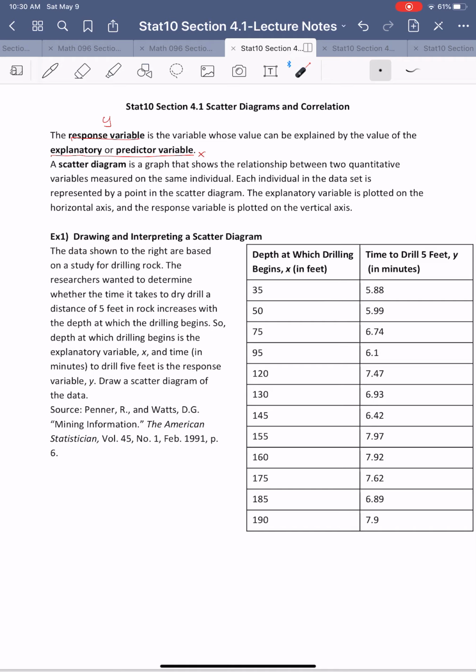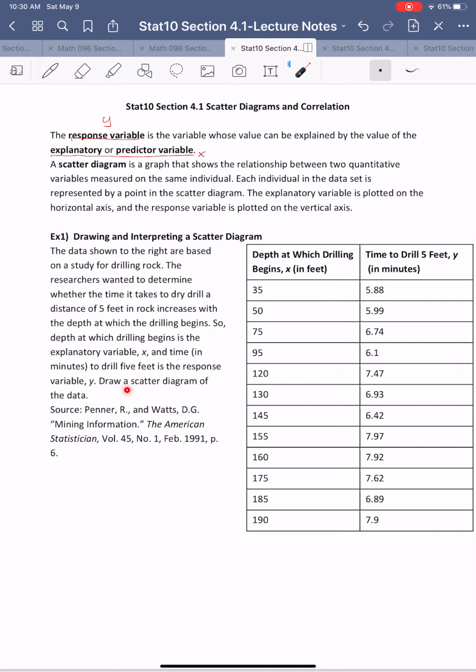The data shown on the right are from a study of drilling rock. The researcher wanted to determine whether the time it takes to drill a distance of 5 feet in rock increases with the depth at which the drilling begins. So the depth at which drilling begins is the explanatory variable x, and the time, in minutes, to drill 5 feet is the response variable y.